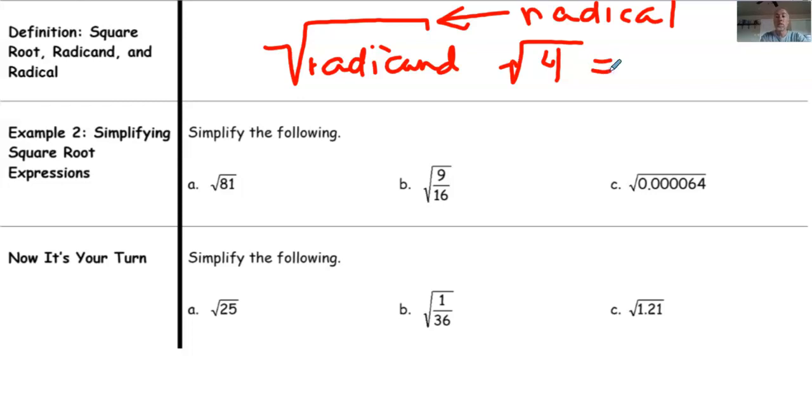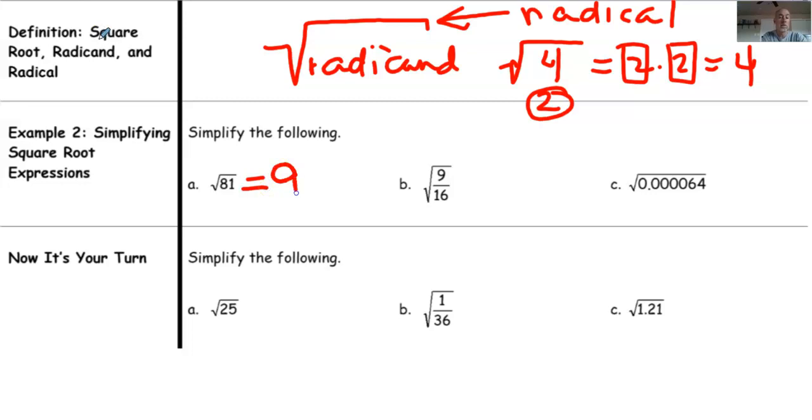Square root really is asking you what number times itself is equal to 4. And the number that multiplied by itself that equals 4 is 2. So your answer to the square root of 4 isn't 2 times 2, it isn't 4, it isn't 2 squared, it's just 2. So if you look at these examples below, the square root of 81, the number that multiplied by itself that gives you 81 is 9, so the square root of 81 is 9.